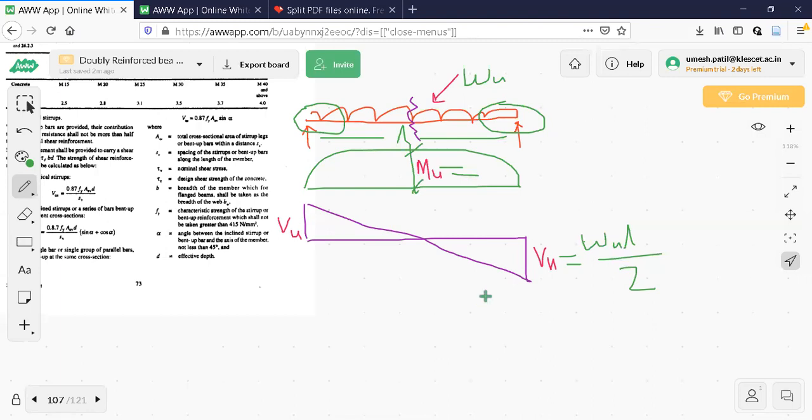Let us say the span is 6 meter and the load is 40 kilonewton per meter. You are going to find VU by using WL by 2, that is 40 into 6 by 2. So once you find out this value, how do you decide whether this beam is capable of resisting this much shear or not?